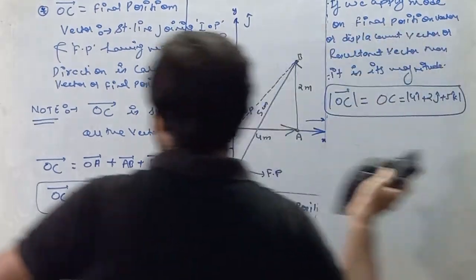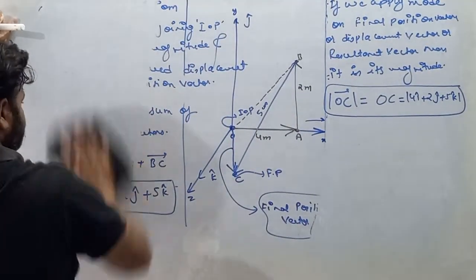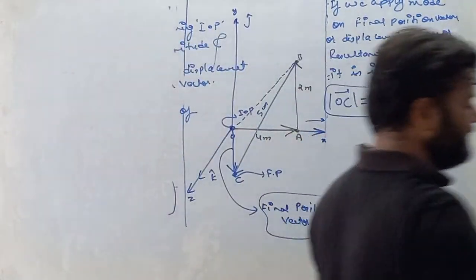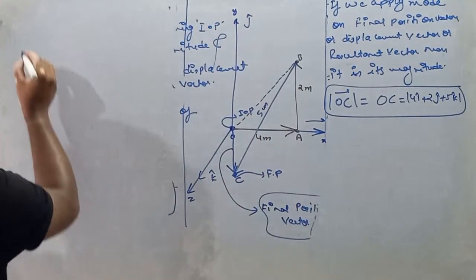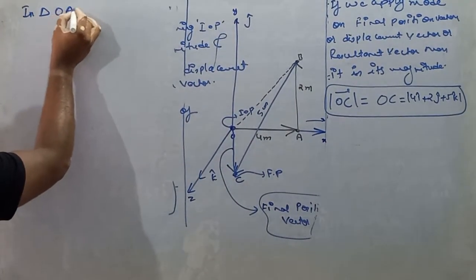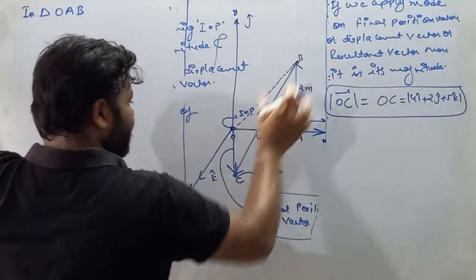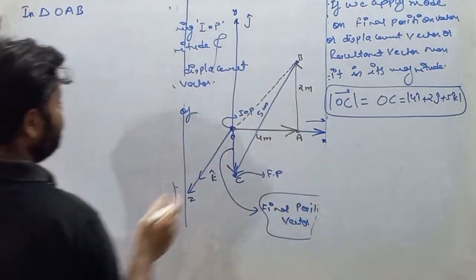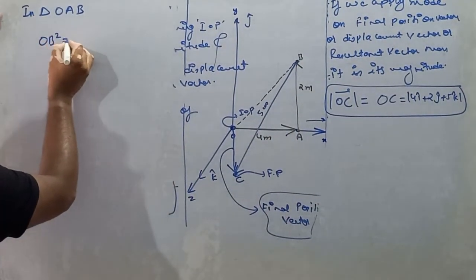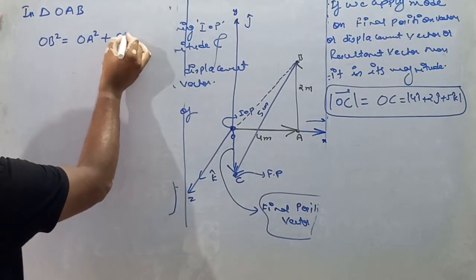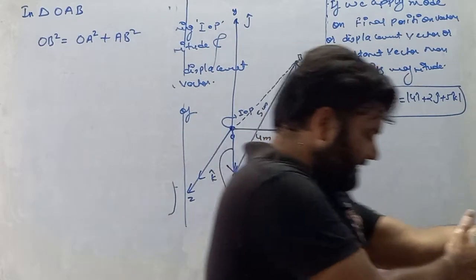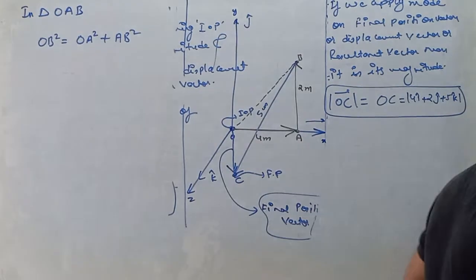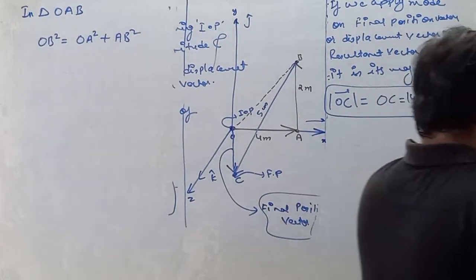So according to the triangle, I'll write here, in triangle OBA, or we can say OAB, in triangle OAB, we know that the values of OA and AB are given. So I'll write, in triangle OAB, OB square is equal to OA square plus AB square. See, try to understand this thing, that OB square must be equal to OA square plus AB square.